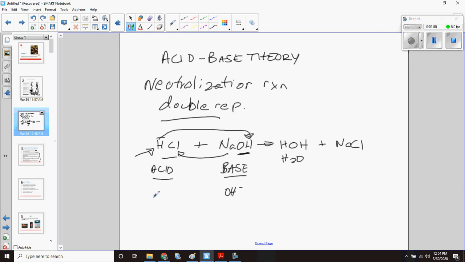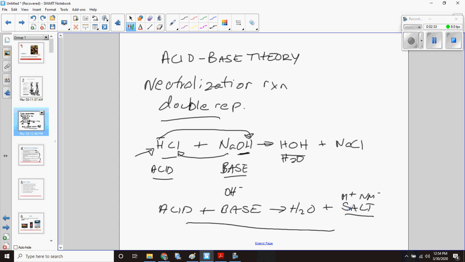By the way, this is it. This is the entire acid-base neutralization theory. We take an acid plus a base, and we react them to form two things: water, H2O, or hydrogen hydroxide, if you like that better, plus a salt. Now, in chemistry, a salt is anything that has a metal ion and a nonmetal ion. So basically any ionic compound is a salt. This is the basis behind all acid-base neutralization reactions.